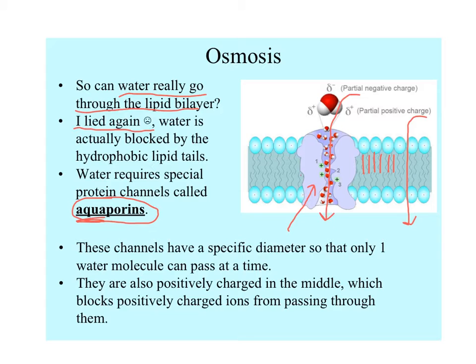Now they do repel positively charged ions because the inside of that aquaporin has a positive charge, so ions like chloride ions that want to come in can't come in. And the water actually has a very specific diameter, so only one water molecule at a time can fit through there. But all you need to know, aquaporins are special protein channels which allow water to move in and out of the cell.